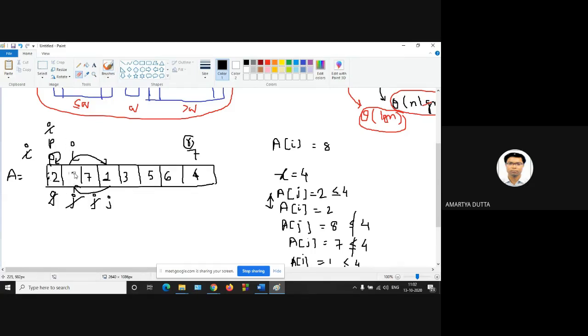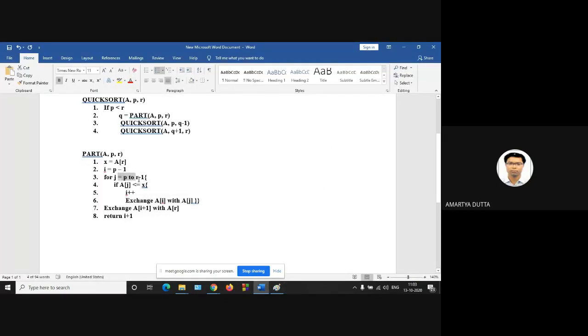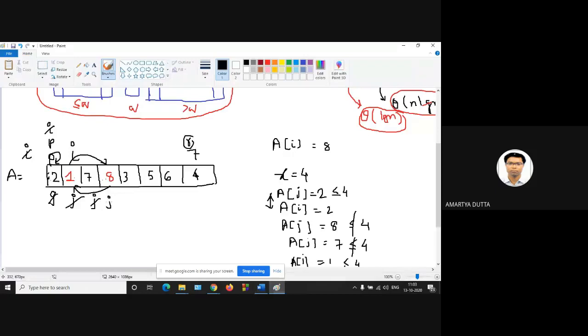So this will be your 1 and this will be your 8, right? Is it clear? Yes, sir. Then increase the j. So j will now be at this position. So 3 is less than 4.